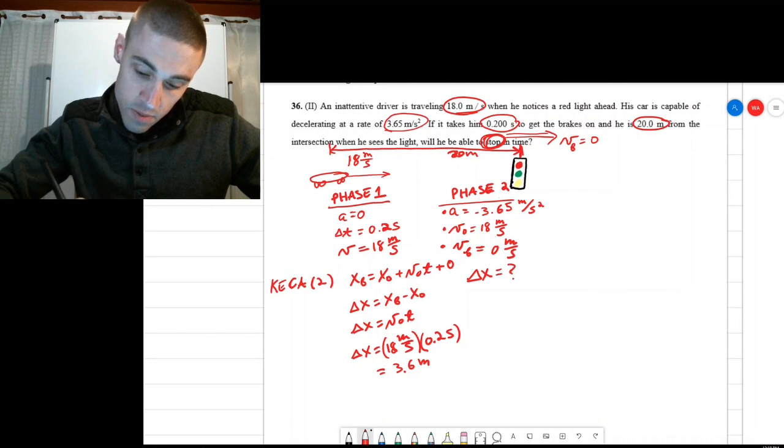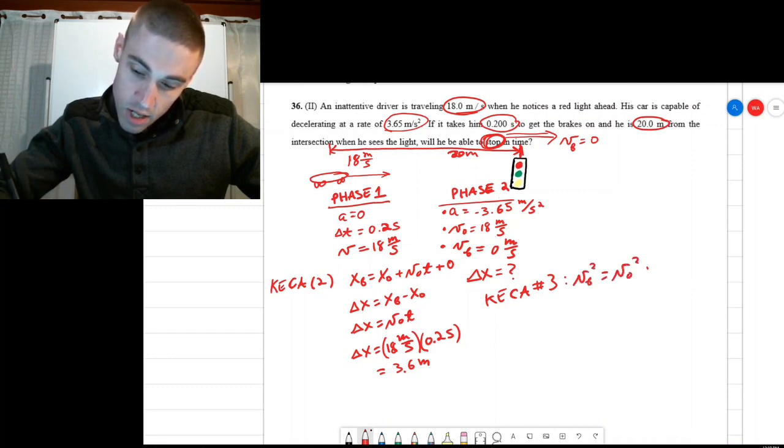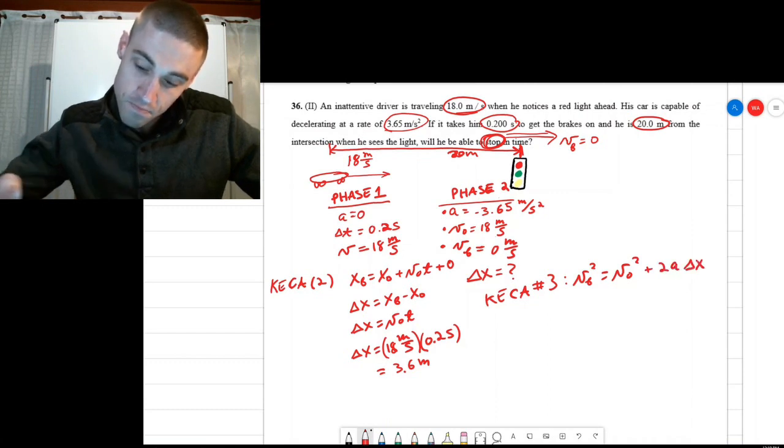We want to get the change in position for phase 2, and we want to get it from the known starting and final velocities and the acceleration. Well, the kinematic equation at constant acceleration number 3 is the helpful one here. That says v final squared equals v initial squared plus 2a change in x.